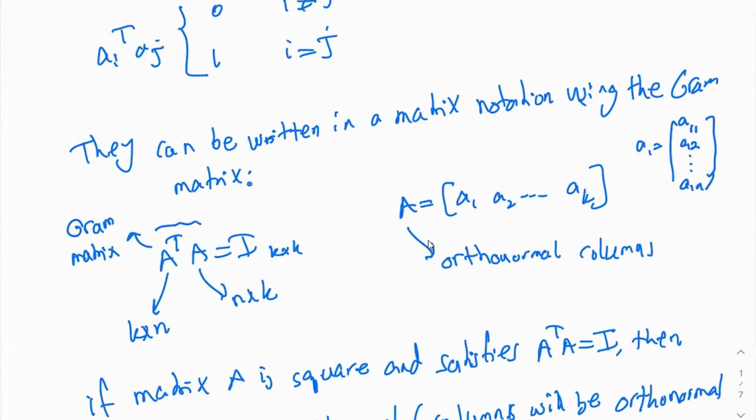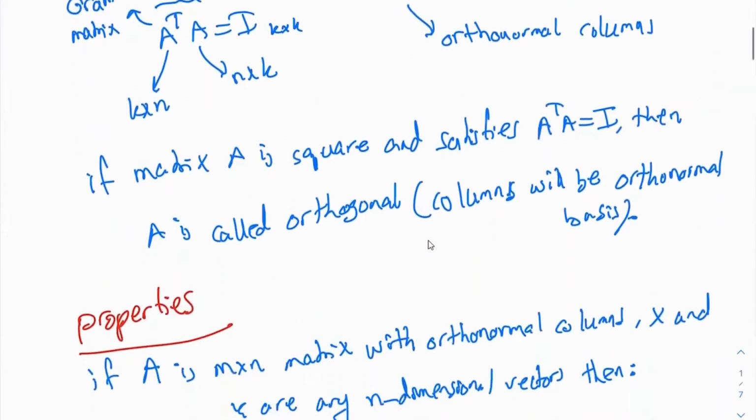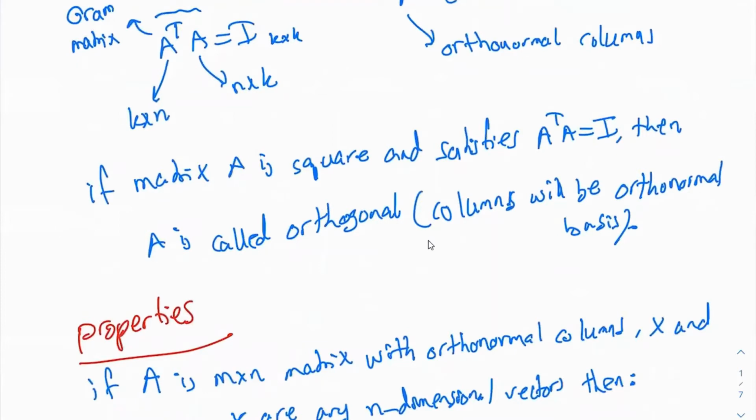Now, matrices like A do not have any specific name. They are called matrices with orthonormal columns. But if this matrix A turns out to be a square matrix and satisfies A transpose A equal to identity, then it has a very special name. They are called orthogonal matrices.